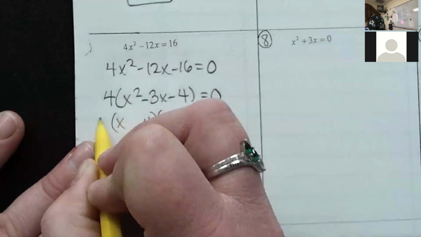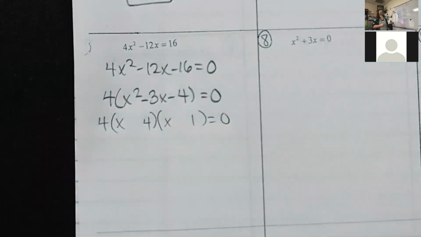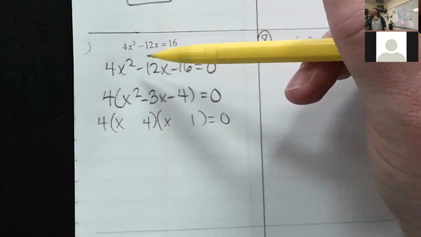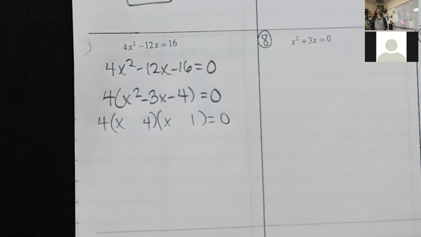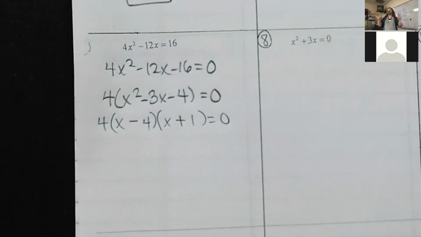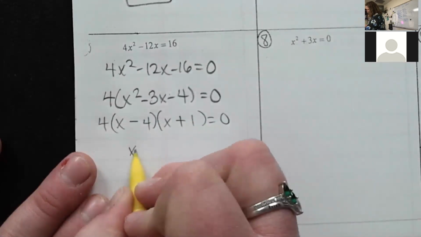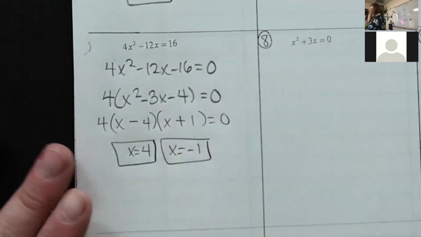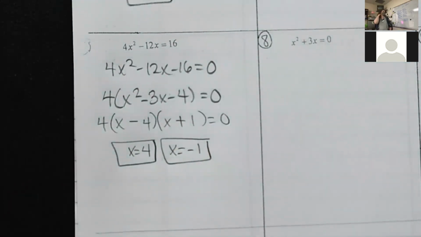Wait, how is that a minus 16? Is the 16 positive? Yep, when you moved him over, in order to get rid of him, you have to subtract him to move him to the other side. Good question. So, yep, good. Negative 4 and a positive 1 because you want that negative 3 in the middle. Then set them equal to 0. So 4 and negative 1. We're just cruising today. Love it.